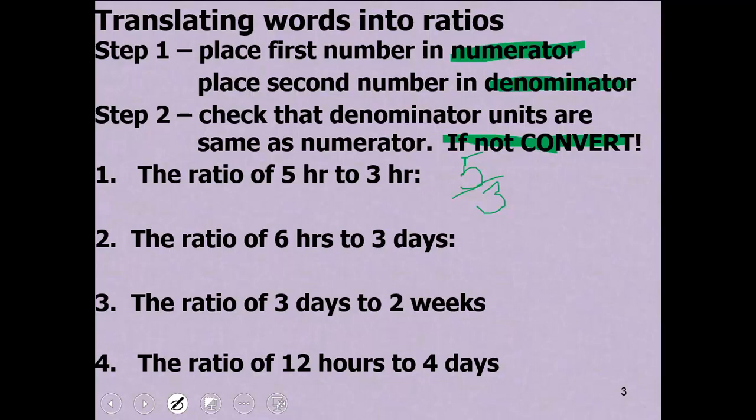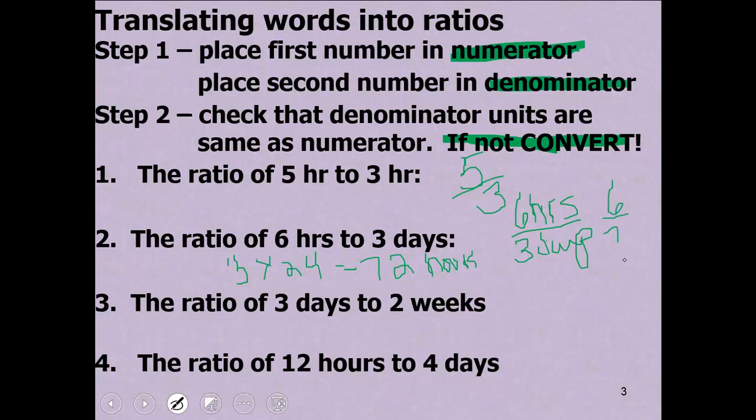The ratio of 6 hours to 3 days. That is 6 hours over 3 days. How many hours in a day? 24. So I have to take 3 times 24, which equals 72 hours. So I get 6 over 72, which equals 1/12. That's the ratio of 1 to 12. 6 hours to 3 days is the ratio 1 hour to 12 hours.